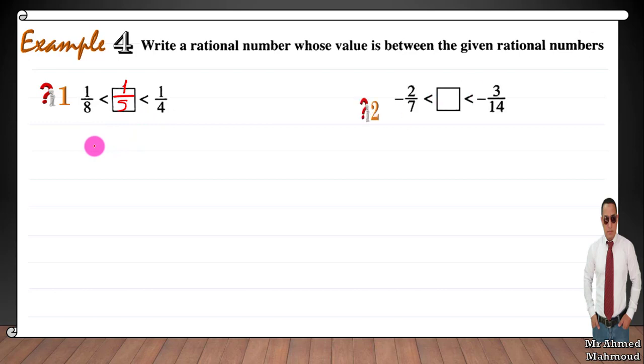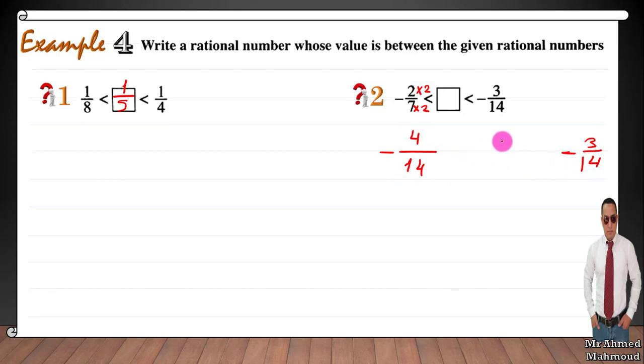Okay. Number 2. Negative 2 over 7 and negative 3 over 7. I can switch the denominator, multiplying up and down by 14 and up and down by 7, but I note here that 7 can change into 14. 7 times 2 equals 14. So it is easy to change 7 to be 14 by multiplying by 2. Negative 4 over 14 and negative 3 over 14.